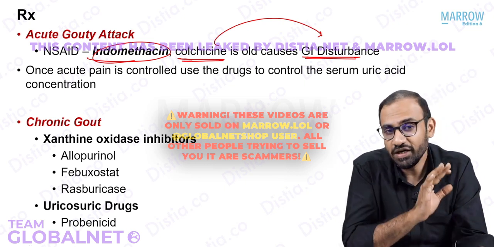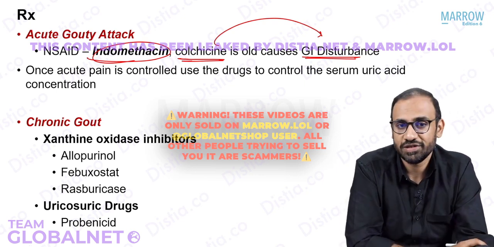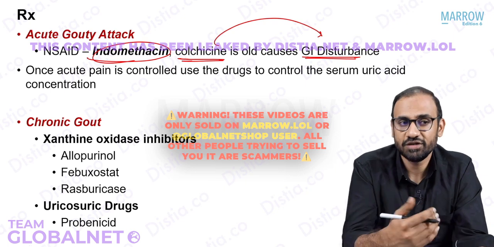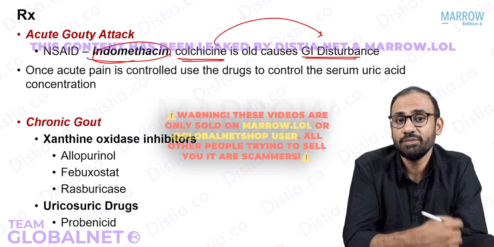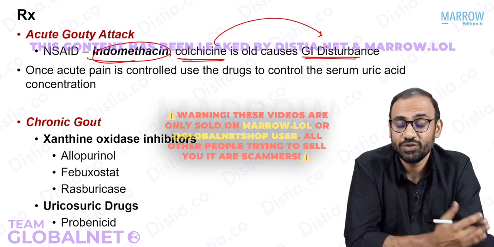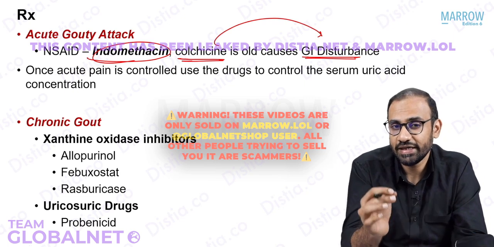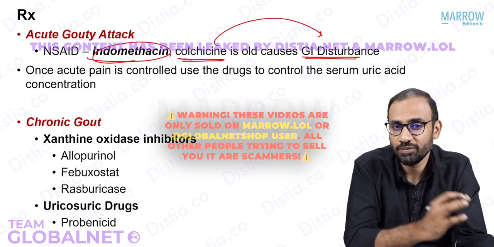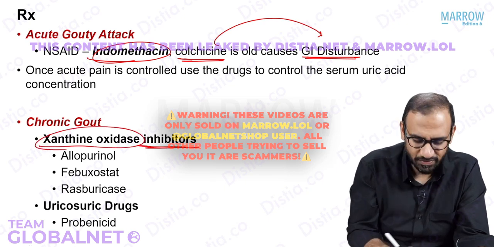Only once the pain comes down, you will give any drug that will change the serum uric acid concentration. Either you can inhibit the production of serum uric acid or help in excretion of the excess uric acid in the serum. So how will you inhibit the production? By inhibiting the rate limiting enzyme in the purine metabolism. That is xanthine oxidase inhibitors. What are the drugs available?